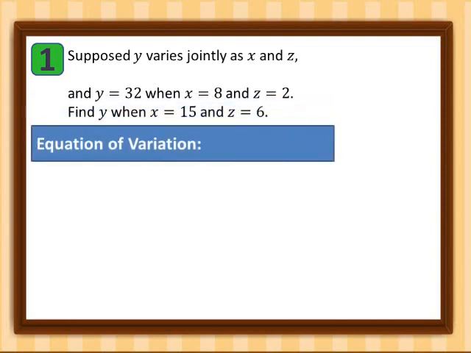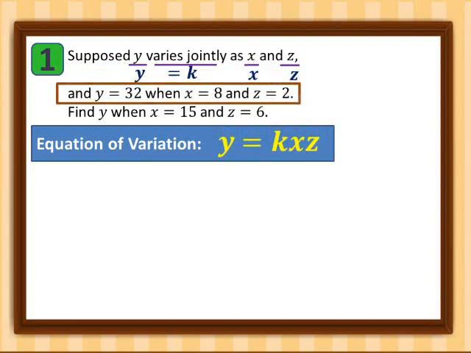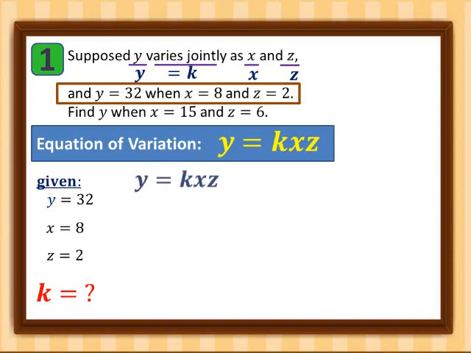So we go back to the problem. We have there y varies jointly as x and z. So we have there y is equal to kxz. So our given will be y is equal to 32, x is equal to 8, z is equal to 2, and we will be solving for the constant k. Now we substitute this given to our equation. So y is 32, k, x is 8, z is equal to 2.